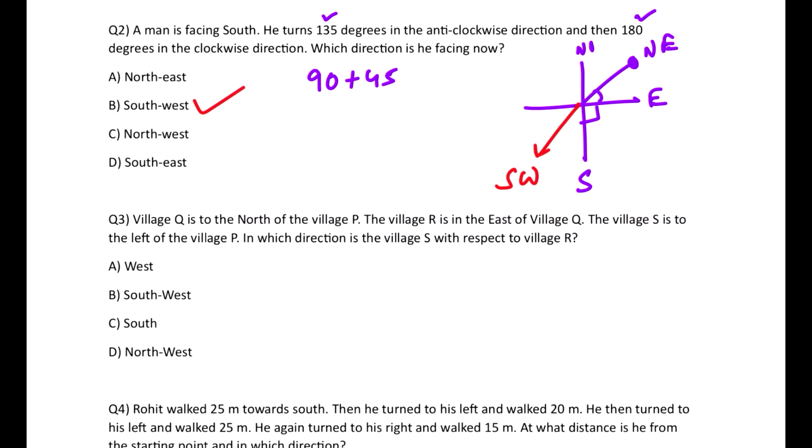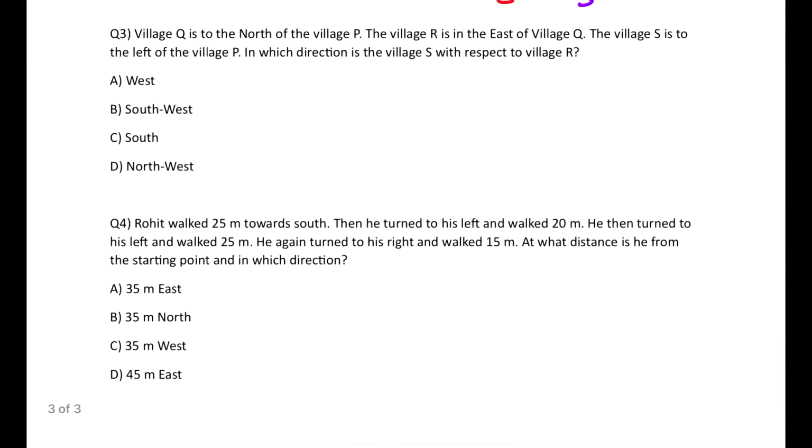Similarly, for the third question, this is the with respect to question, everyone. So, please try it out. First, find out what is your point of reference. Your point of reference is village P. So first start with village P, make village Q at the top of it because it's the north, village R is on the right hand side because it is in the east, and village S is on the left hand side, so it is in the west.